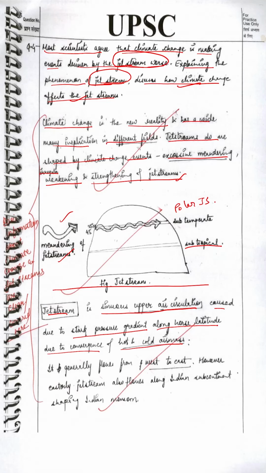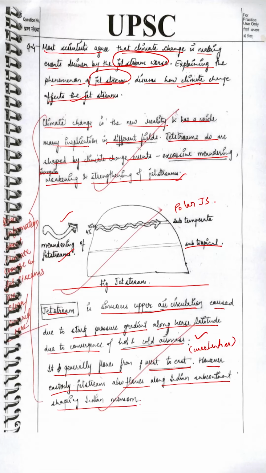Okay, so this is the convergence of the air masses, the meeting of the two air masses at the upper atmosphere or the upper level of the troposphere. It is being highlighted here. Now it generally flows from west to east because it is westerlies in nature. However, easterly jet streams also flow along the Indian subcontinent, shaping the Indian monsoon.